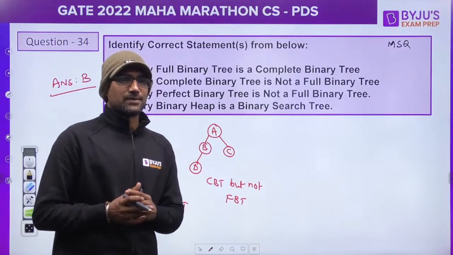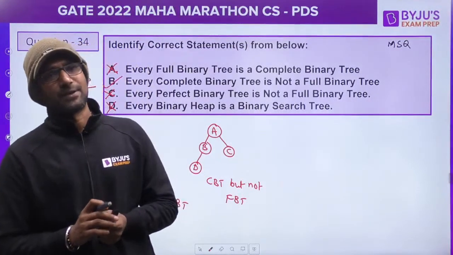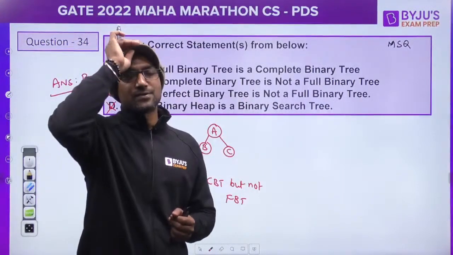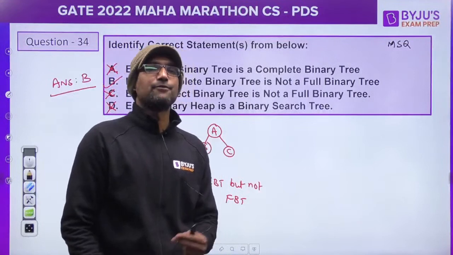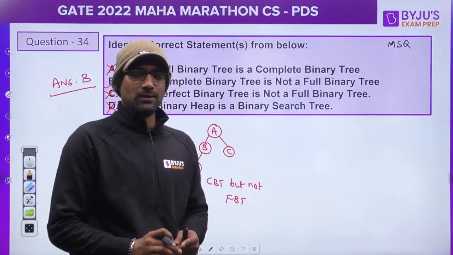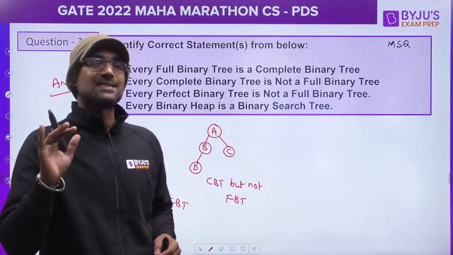That is perfect, Shreya, that is a perfect binary tree. In perfect, all leaves would be at the same level. A perfect binary tree is a full binary tree with all the leaf nodes at the same level.